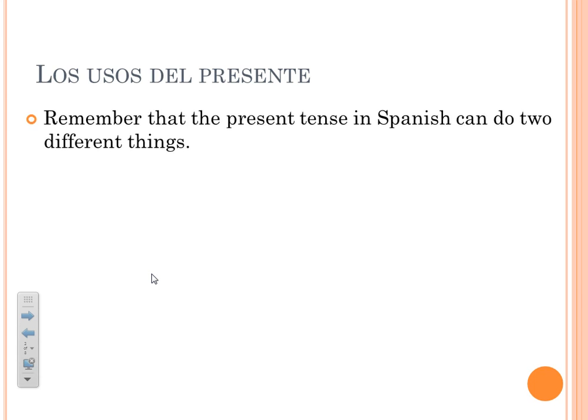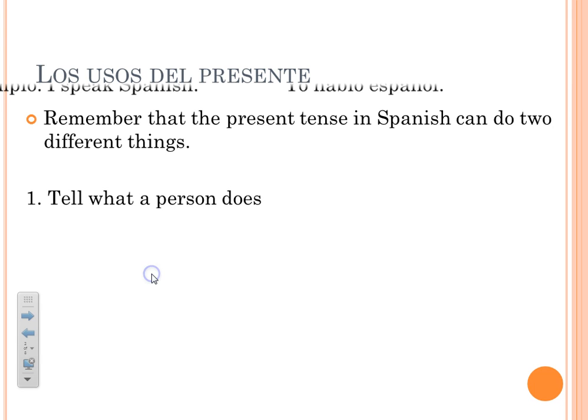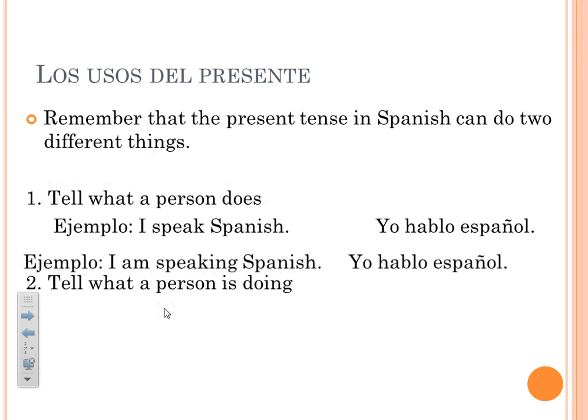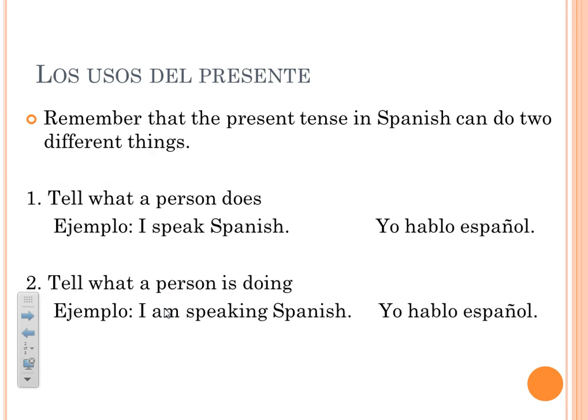Remember, in Spanish 1, we learned that the present tense in Spanish can do two different things. First of all, it can tell what a person does. Por ejemplo, I speak Spanish, yo hablo español. Or it can be used to tell what a person is doing. Por ejemplo, I am speaking Spanish, yo hablo español. Both sentences, this one sentence means both of those two things.